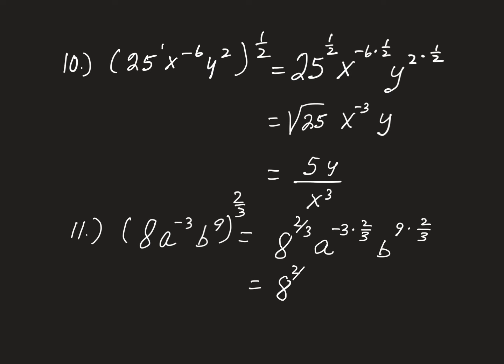8 to the 2/3 power, you can do that on the calculator. -3 times 2 is -6. -6 divided by 3 is -2, so it's a to the -2 power. B, 9 times 2 is 18, divided by 3 is 6. So let's go ahead and clean this up. So this is 4. A goes in the denominator, so it's a squared. And then we have b to the 6.